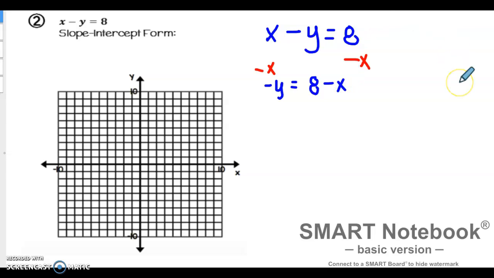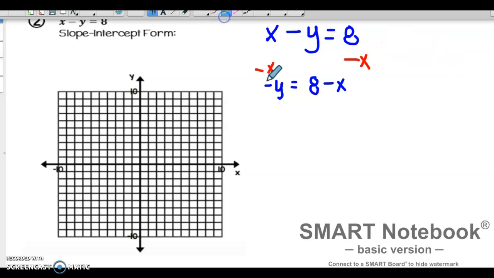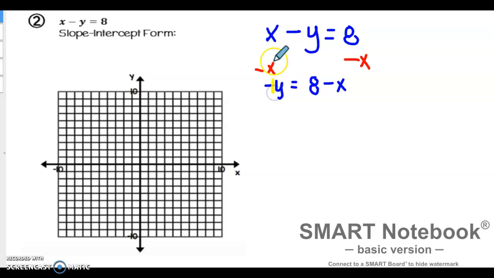8 and this negative x are not like terms, so we cannot combine them. We can just write it as 8 minus x. Now here, this negative y, remember there's like a 1. That's negative 1y. There's a coefficient of 1 in front of that y that we just don't write. So now to get the y by itself, we're going to divide all three terms in the equation by negative 1. You need to remember to divide all three terms.